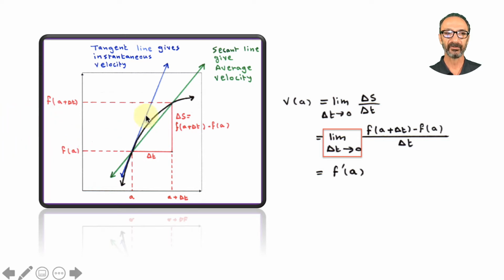What's the slope of the green line, the secant? It's just delta s over delta t. But we care more about the blue line. The tangent line gives instantaneous velocity. Let me give you a quick example, then I'll get back to the topic.